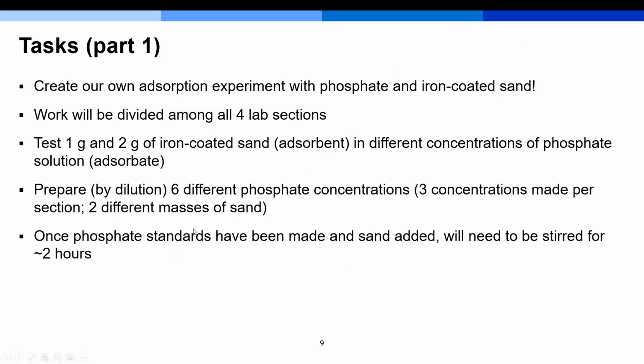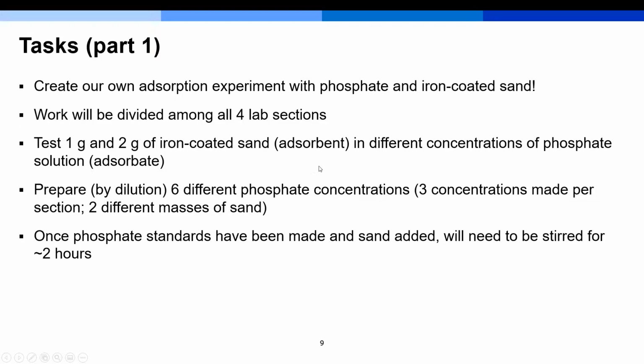So for anybody who was in lab today, we will again be creating our own absorption experiment with phosphate as our absorbate and iron-coated sand as our absorbent. For the in-person labs, all the work will have been divided among the 4 lab sections, with 2 of the sections testing 1 gram of iron-coated sand with phosphate solutions, and the other 2 sections testing 2 grams of iron-coated sand with their different phosphate solutions.